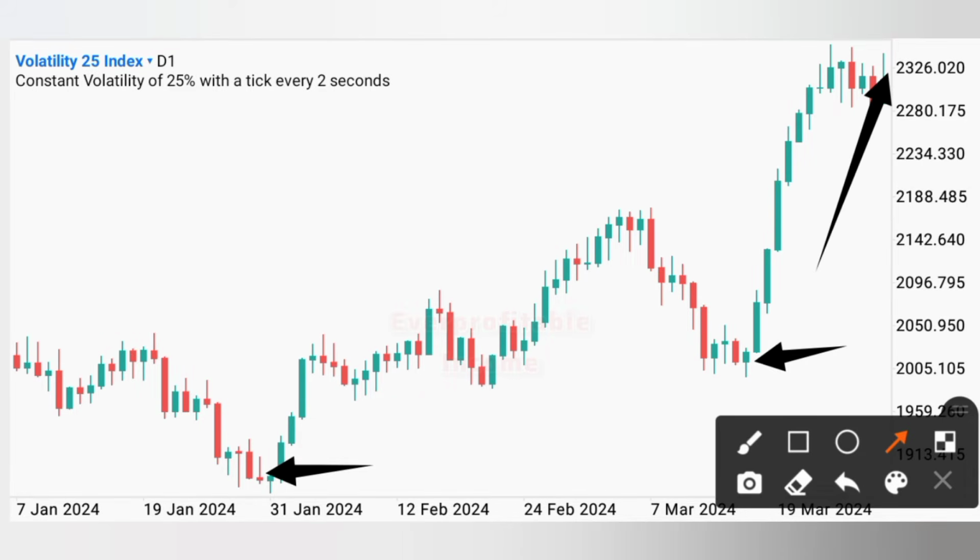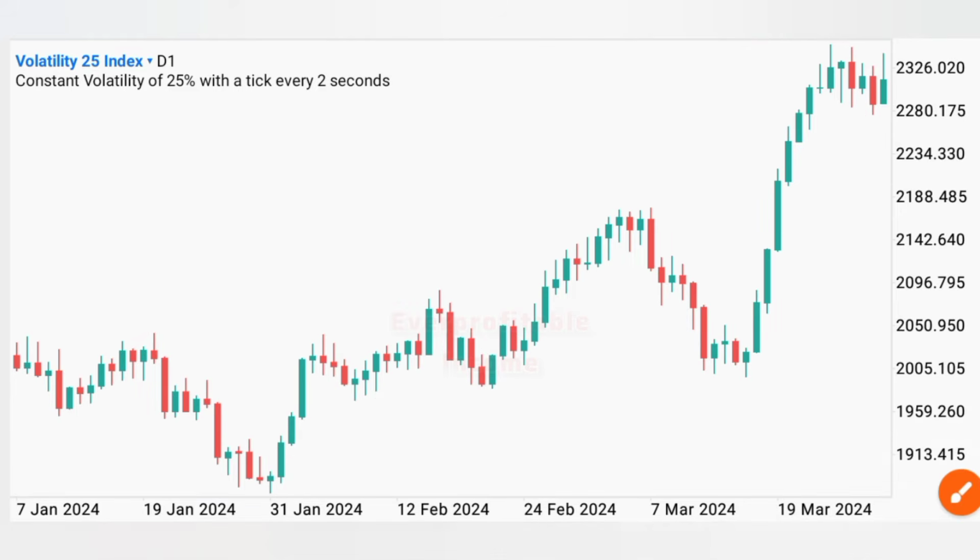Okay, the trend changed. So the hammer, the pin bars, the inverted hammer, or the hammer itself is usually found at the support zone, and they signal a change from a bearish trend to a bullish trend. So look out for it on your chart so you'll be able to identify them.